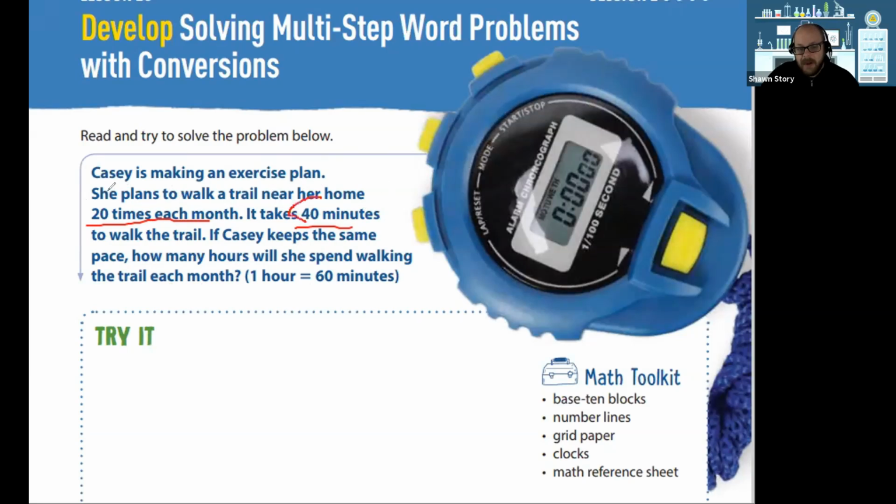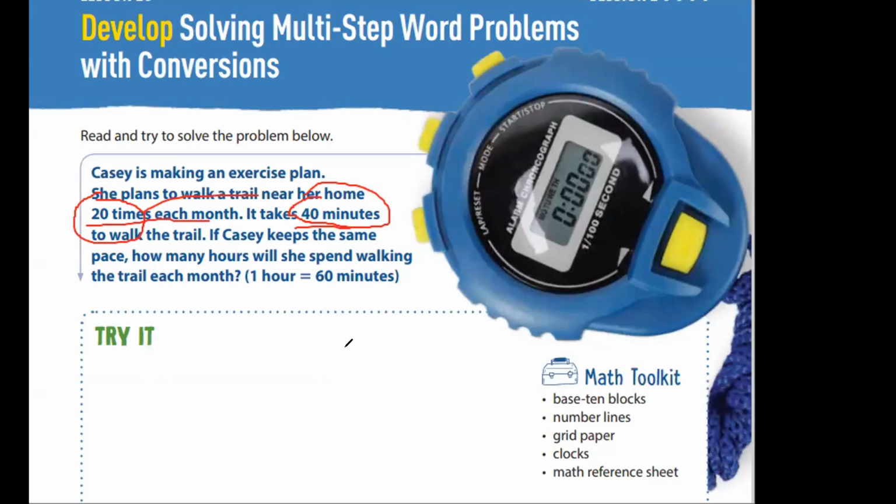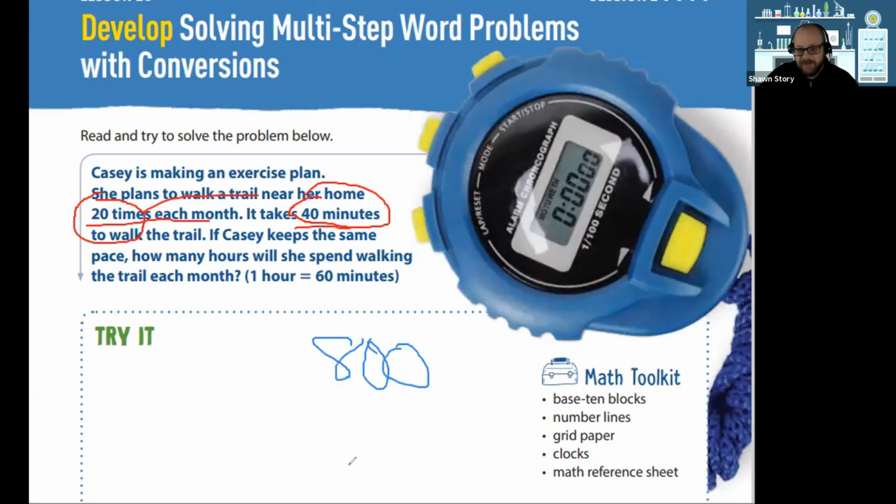So it's 40 minutes a time, and she's going to do it 20 times. So how many minutes is she going to walk? What is 40 times 20? How many minutes? 80. No, 800. 800. There you go. Good job. So there's 800 minutes.